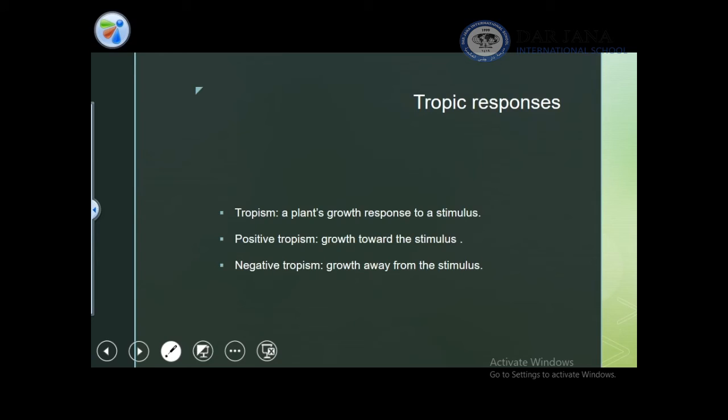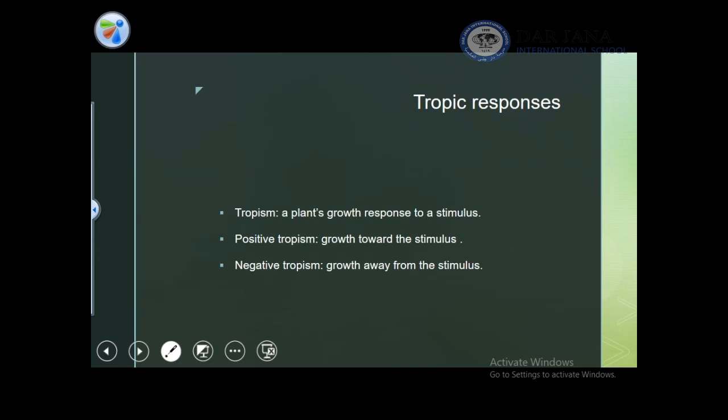The second type of response that we are going to talk about is tropism. As we have said, tropism is the plant's growth response to a stimulus. We can identify two types of tropism. If a plant grows toward the stimulus, it is called a positive tropism. For example, whenever we place a plant beside a window and sunlight enters through this window, the plant stem will start bending towards sunlight. This is called a positive tropism.